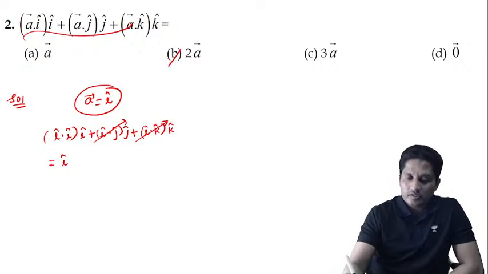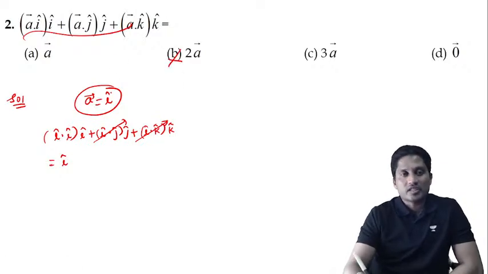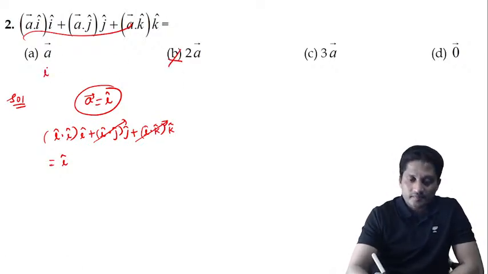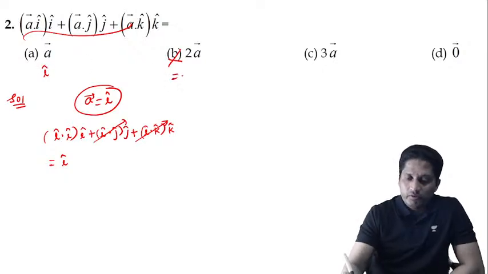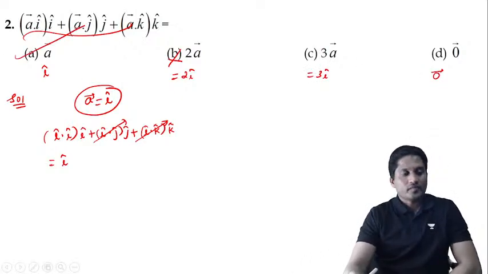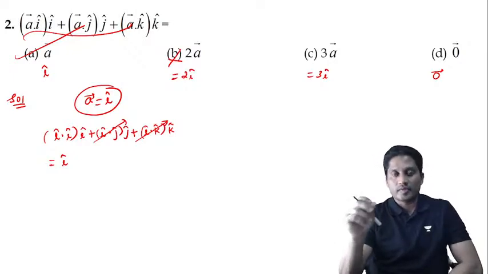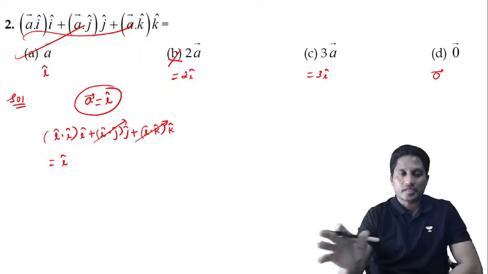So this should be equal to I, because I took vector A is equal to I. The others would be 2I, 3I, and this is equal to null vector. So answer is option A only. If it is true for a vector A, then it should be true for any vector. So answer is option A only. Let's move to the next question.